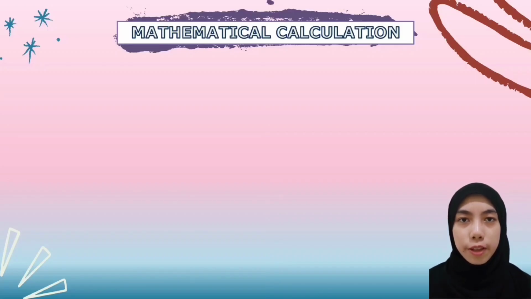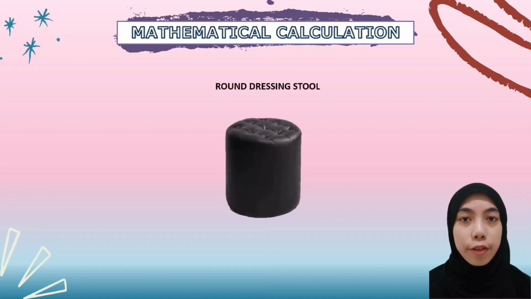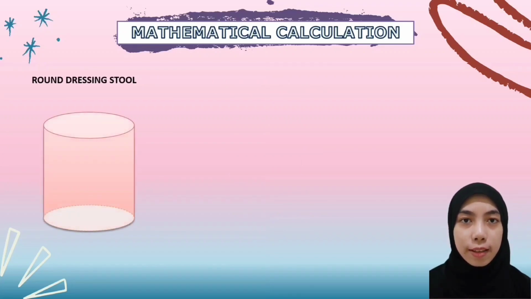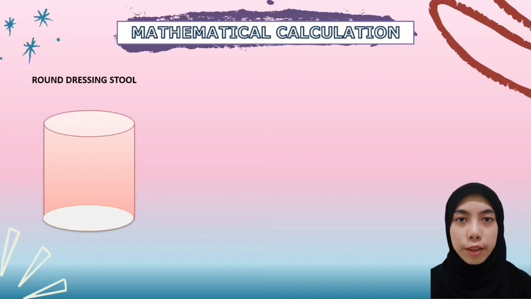Next, I'm going to present the mathematical calculations for both of our cases. Our first case is the round dressing stool. As we can see here, this shape is closely related to the cylinder geometry shape, where we can describe it like this. Let's start with the mathematical calculation to find the surface area of the cylinder.